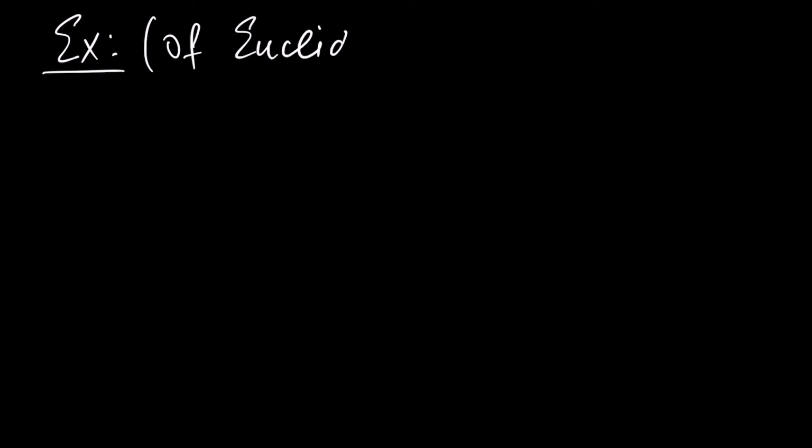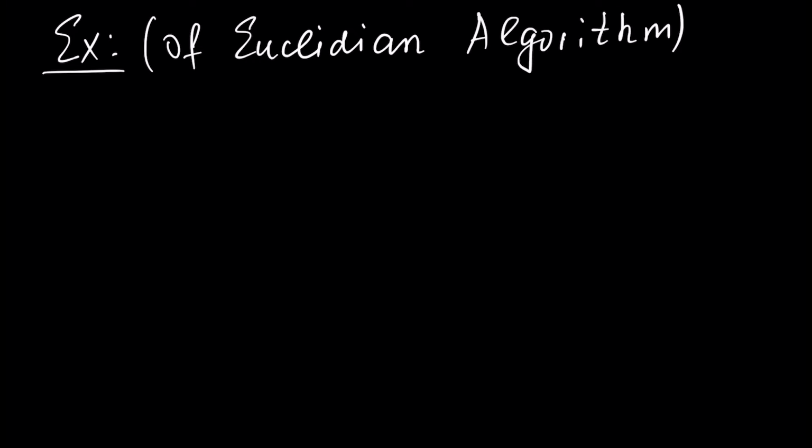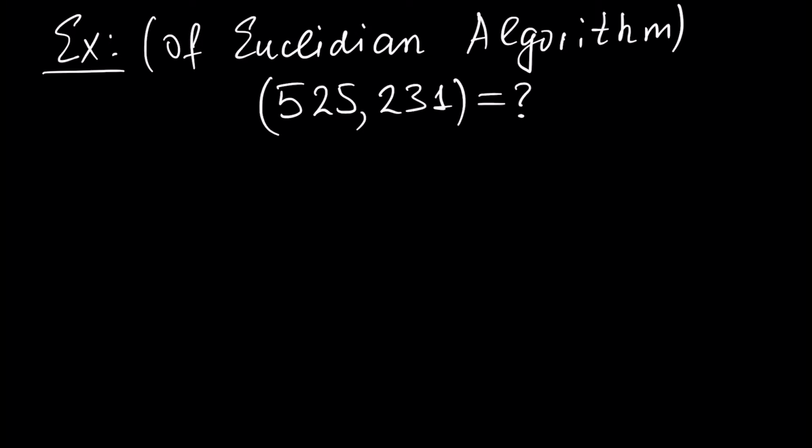Let's give an example of applying the Euclidean algorithm on how to find the greatest common divisor of two numbers. For example, we want to find the greatest common divisor of numbers 525 and 231. What will be the greatest common divisor of these two numbers?